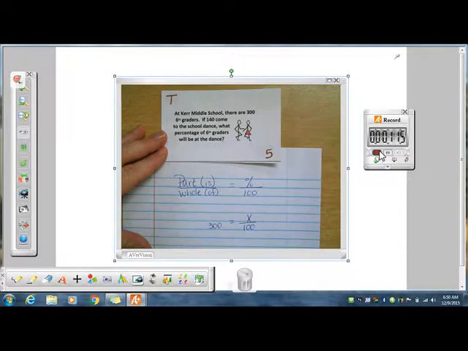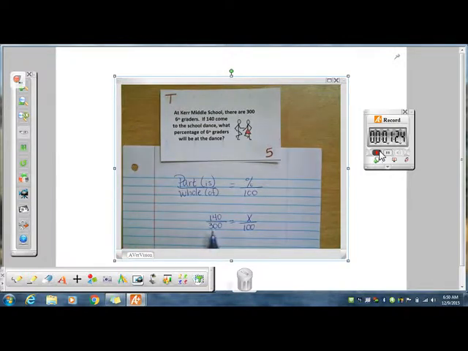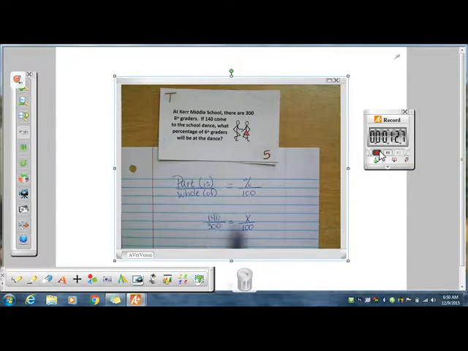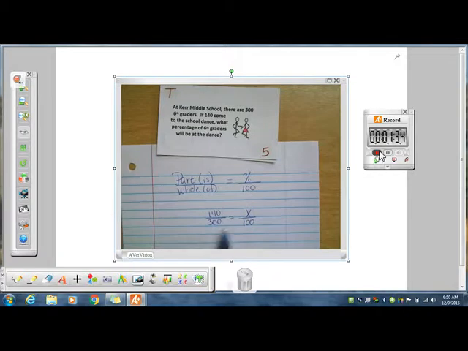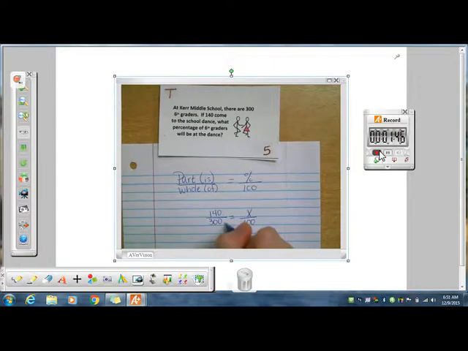Well, if I think about Kerr Middle School and the sixth graders, there are 300 total or whole amount of sixth graders. So my 300 is going to go down on the bottom, and on the top is going to be 140. Now there's a couple of different ways that we can solve this. We can cross multiply. 300x equals 14,000, excuse me, and then we can divide. Or I can find the relationship between 100 and 300 because these are just equivalent fractions, equivalent ratios.